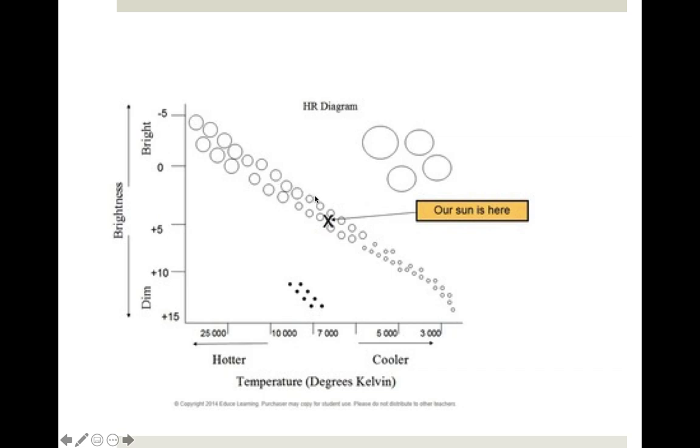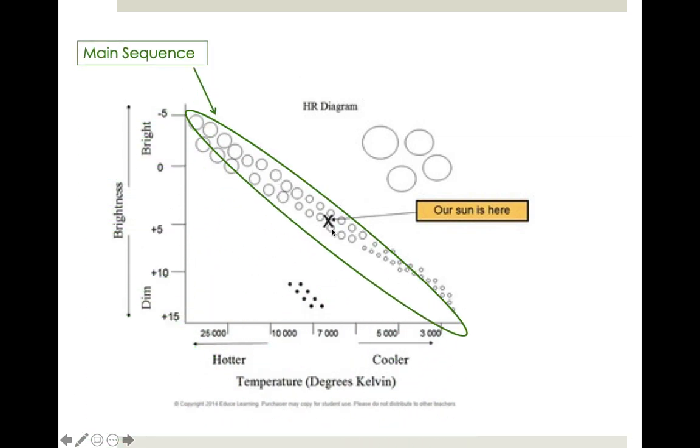First, we'll talk about this band that goes across the middle. These guys are what are called main sequence stars. So, let's say we have a sun, like our sun in our solar system. It has a temperature of about 7,000 Kelvin. Its brightness is kind of in the middle. So, if we line it up here on the HR diagram, it lines up in this band, which means it is a main sequence star and it has not run out of hydrogen yet. So all of these guys can be thought of as middle-aged stars.